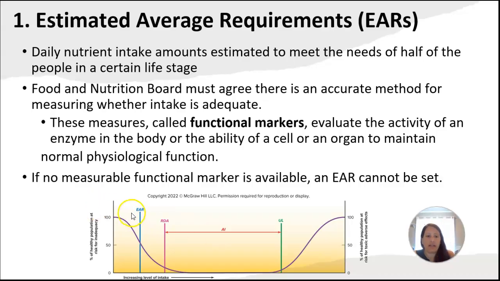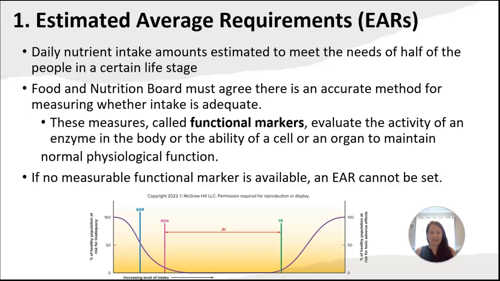So if we just look at the EAR here, and we look at this trend line in purple, this says percent of healthy population at risk for inadequacy, so something of a deficiency. And the flip side is the risk of toxicity, right? And so right here, this EAR, you can see it's at the 50% level, right? So this is the percent of a healthy population at risk of inadequacy. So these are numbers that should meet the needs of half of the people in whatever life stage we're talking about.